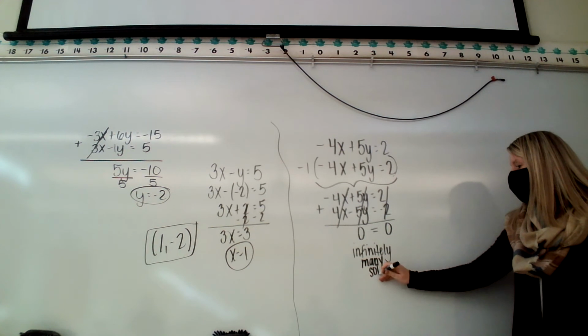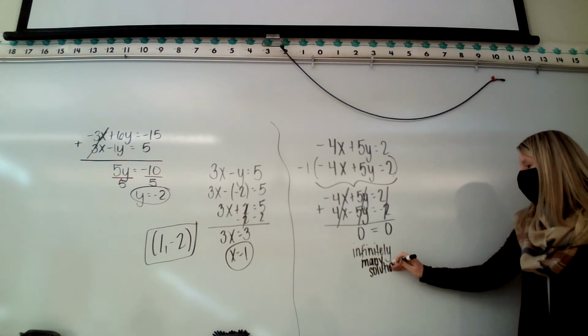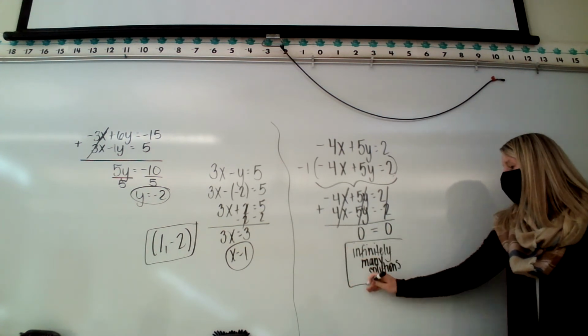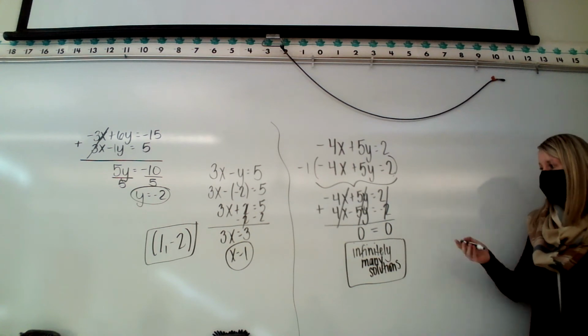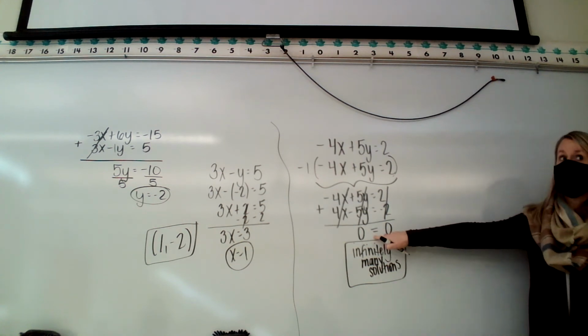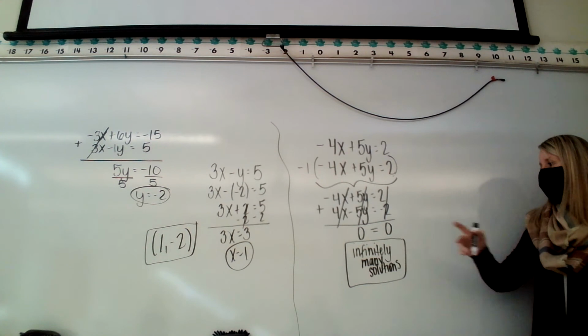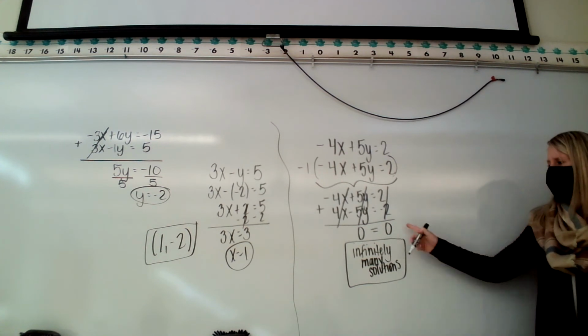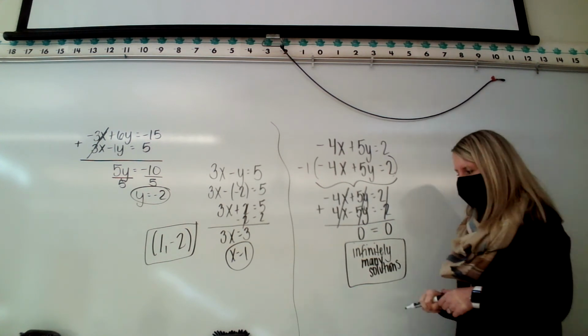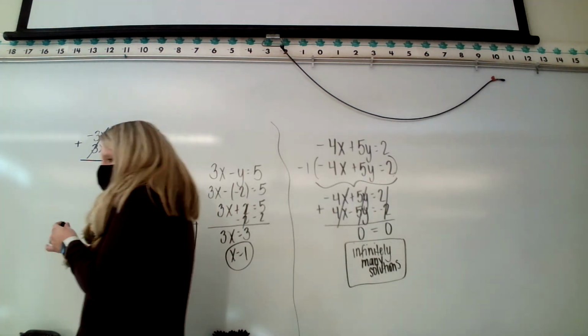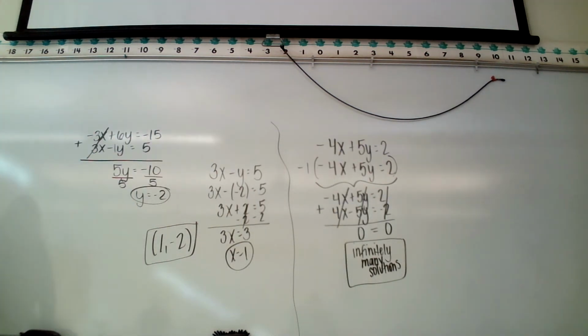It was like those good old special cases. So once again, if you have no variables left, everything cancels, and your statement is true, which that is, it's infinitely many. If your statement was false, like 0 equals 7, it would have been no solution. So that one, maybe just that quick little step of changing the sign. But besides that, everything's basically the same. Any questions with the second one?